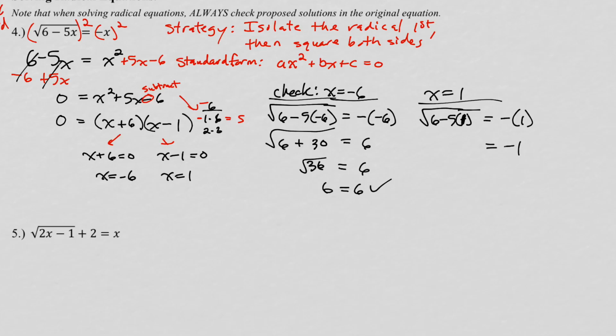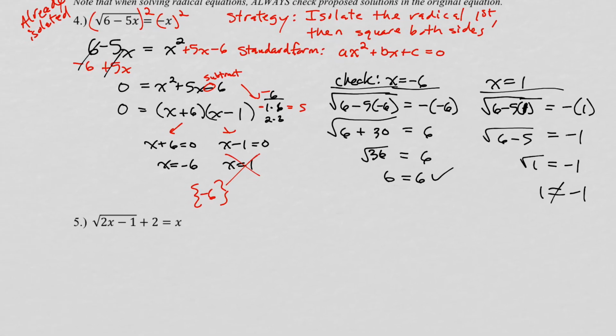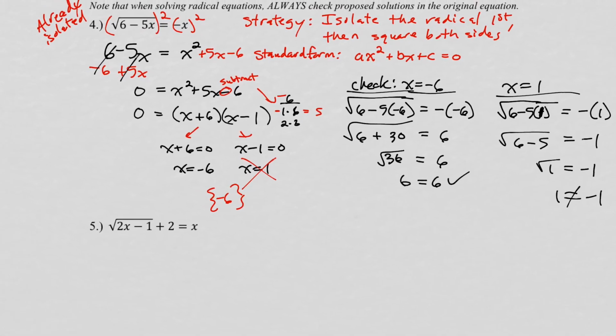So the right side is -1, and the left side is +1, and that does not equal. So we need to throw out x equals 1 as a solution. So our final answer then is going to be just -6. Okay, and you can check that graphically to make sure that it is correct.